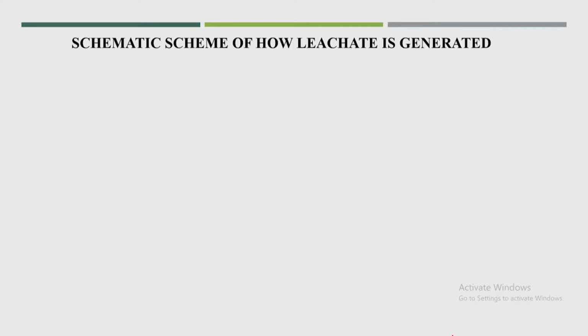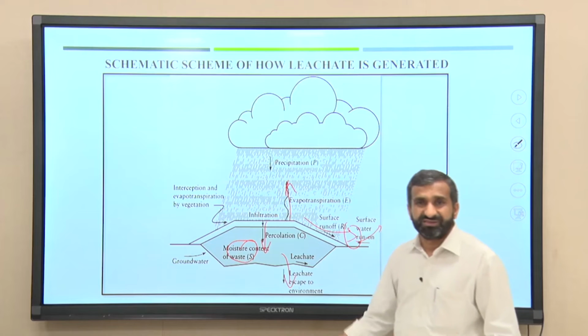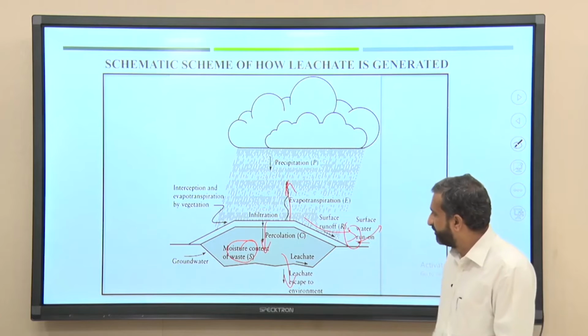Now, the schematic scheme of how the leachate is generated. I think this is a simple one. There is precipitation, and because of precipitation there will be infiltration, and parallelly some evaporation will also be there, and the moisture content will also be available in the waste material. Because of that, the leachate is getting generated. And it is not that the entire rainwater is getting infiltrated; some runoff also will come up. This runoff adds to the local surface water locations, or to ponds or other nearby reservoirs, which will get polluted because of that.